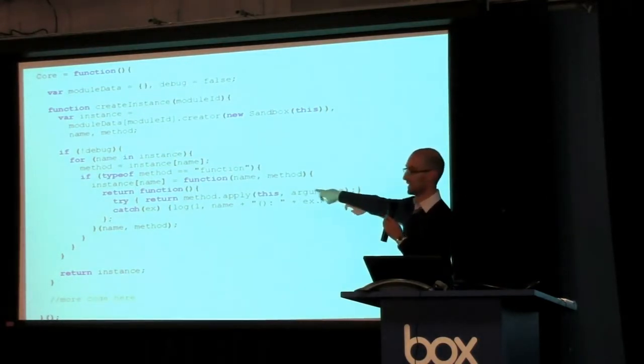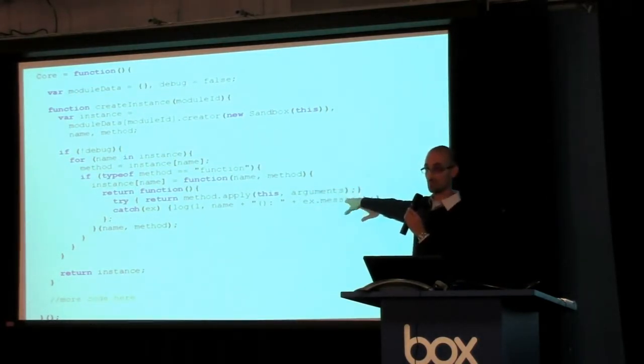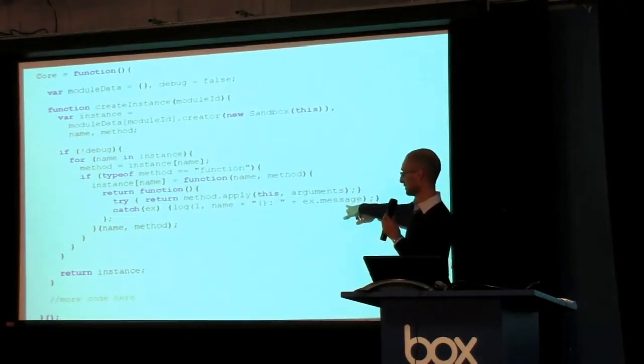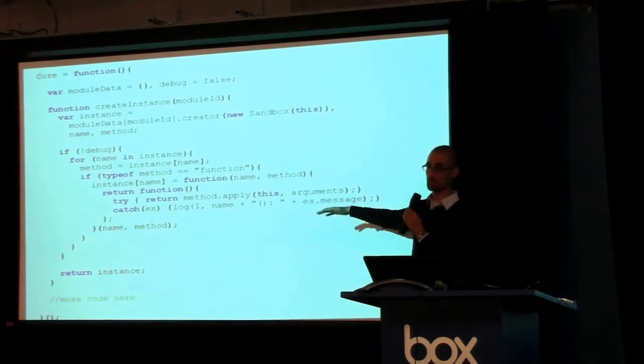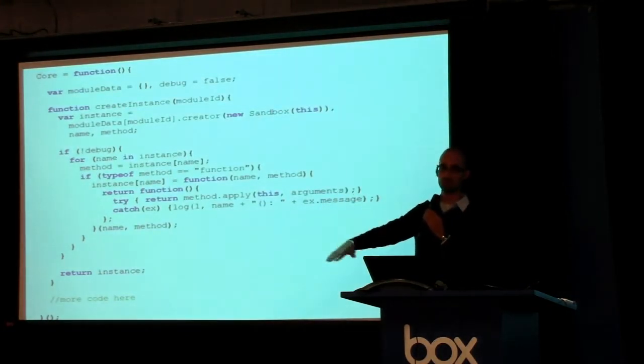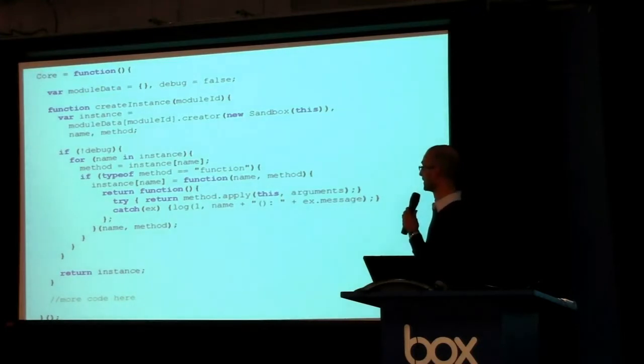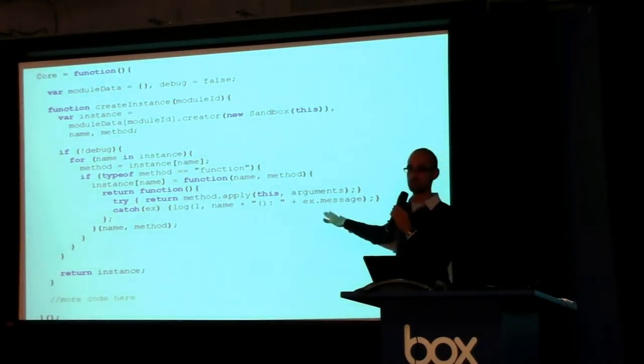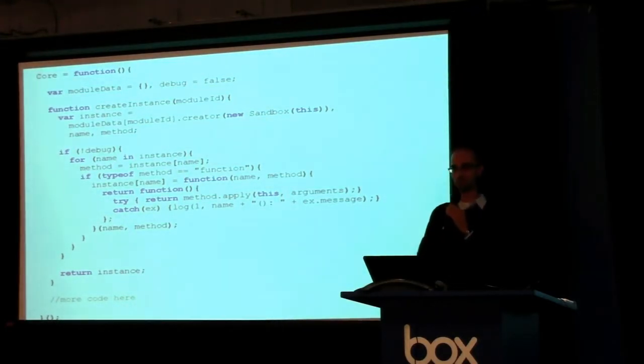So it just tries to execute the method as it was originally defined, and if there's any error, log it. And of course, you can do whatever you want there. Output it to the console, beacon it back to the server, whatever you want. But the important thing about this is you're not relying on every developer to come up with their own error handling scheme. And that's another way where JavaScript applications become a huge mess.